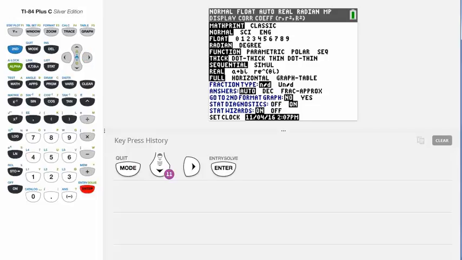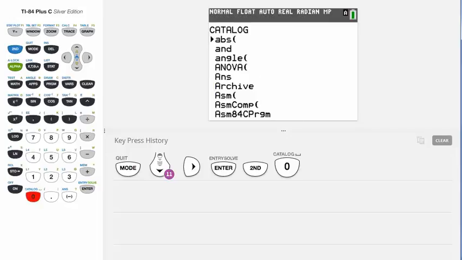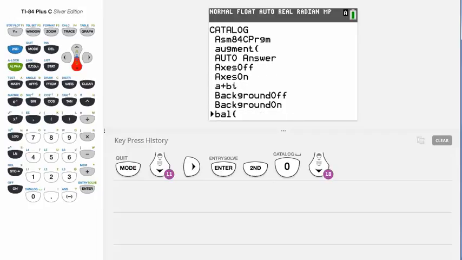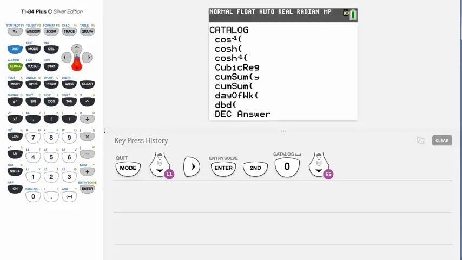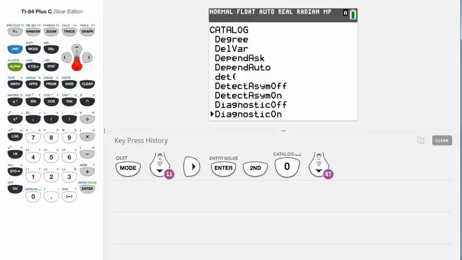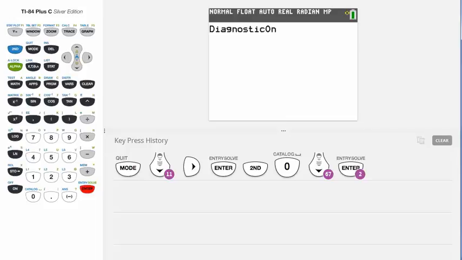If you've gone to Mode and Stat Diagnostics isn't listed there, our other option is second and my 0, which is Catalog. I arrow down until I get to the D. Every function in our calculator is listed here. I stop once I find Diagnostic On. Enter, enter again, and it also turns on the stat diagnostics.